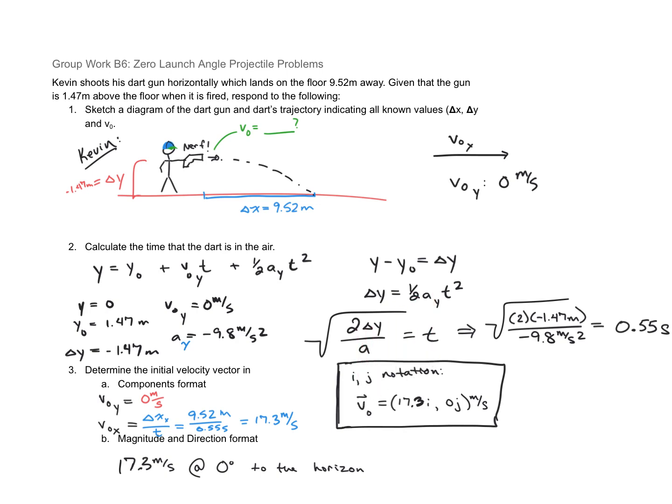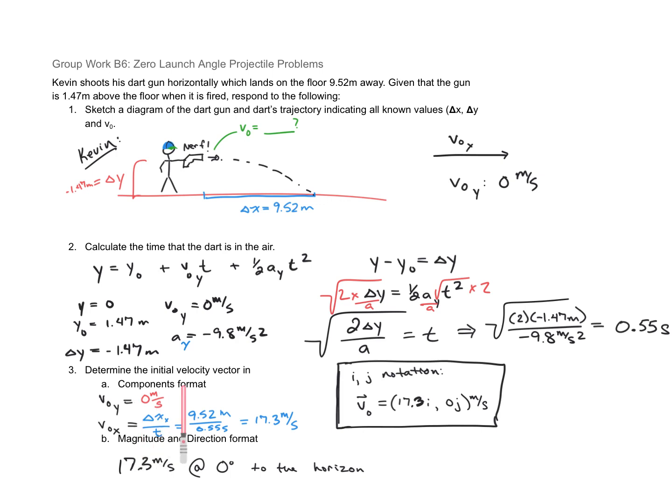I multiplied both sides by 2, that's why we get 2 delta y, and then I divided by a, and then we have the squares, so we take the square root. That's how I ended up with the square root of 2 times the displacement in the y divided by a. After you rearrange the equation to solve for t, you end up with a time of 0.55 seconds.